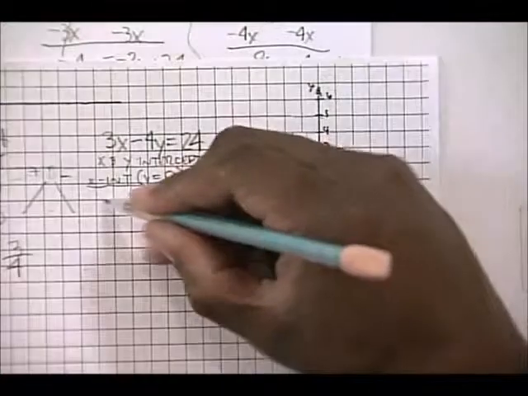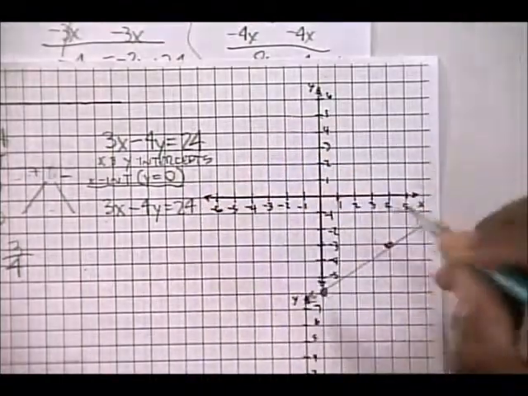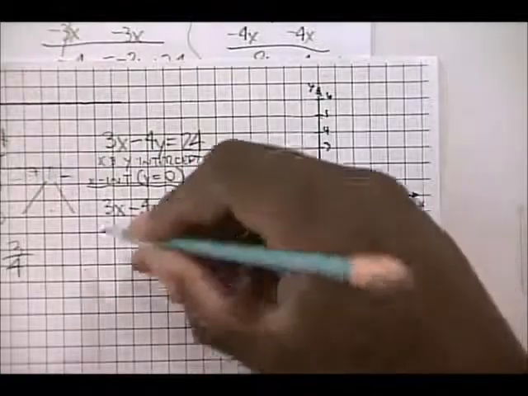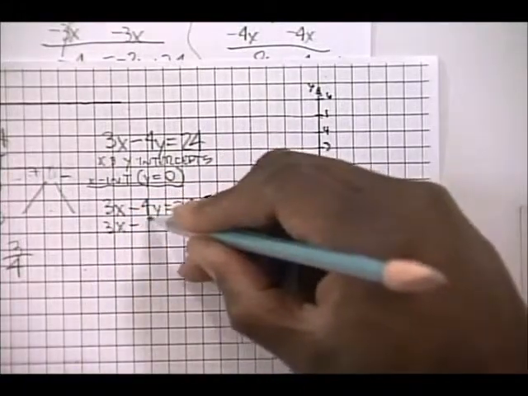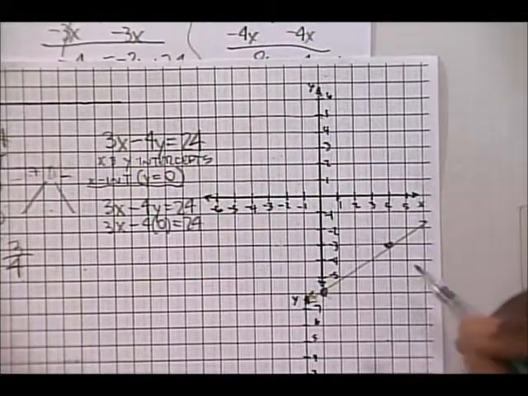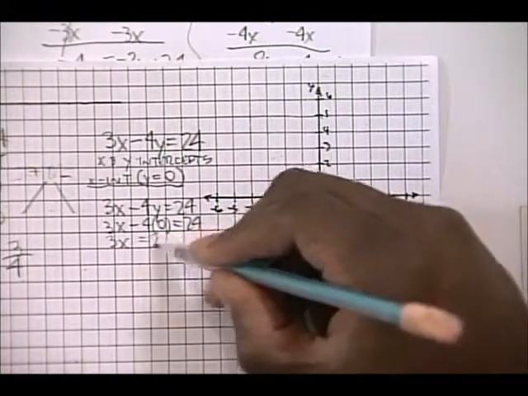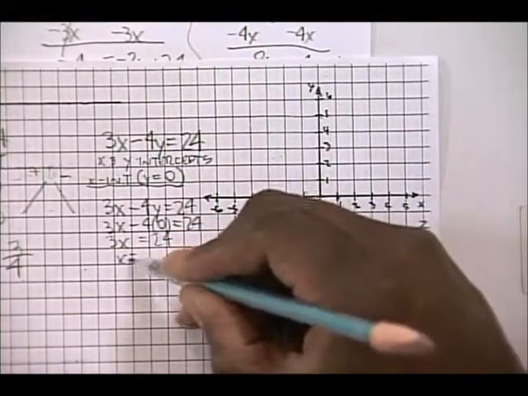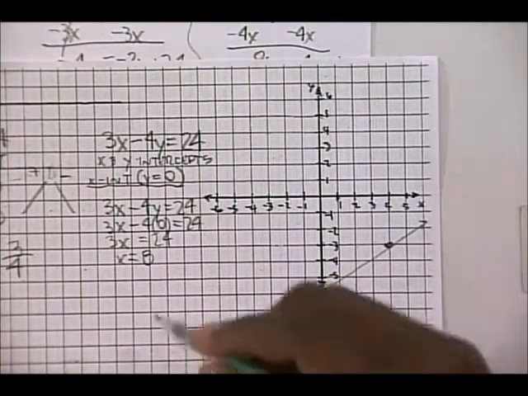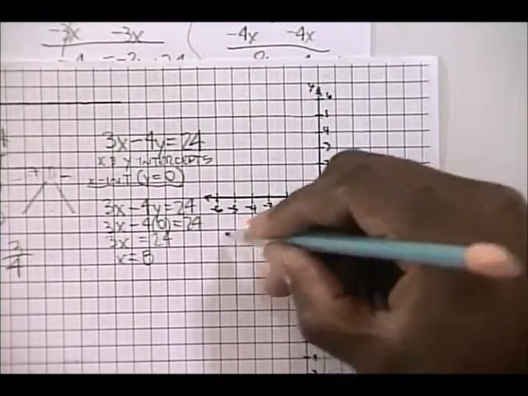So what you're going to do is take 3x minus 4y is 24. You're going to substitute in y to be 0 to find the x-intercept. You get 3x minus 4 times 0 is 24. And what you end up with is 3x is equal to 24, and you're going to get x is equal to 8. And then what you're going to do is plot the y-intercept. Let's do that right here.